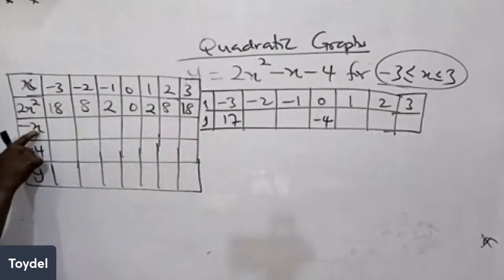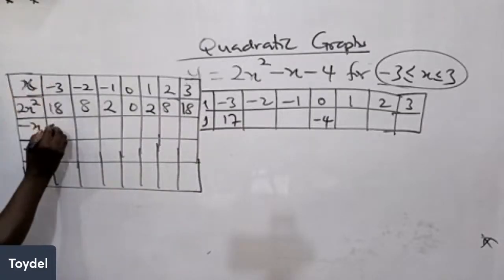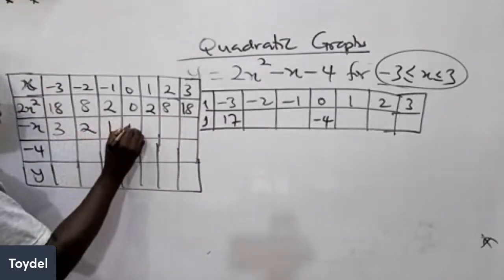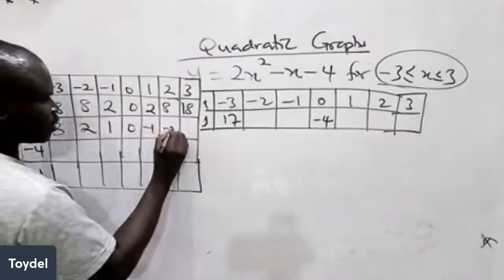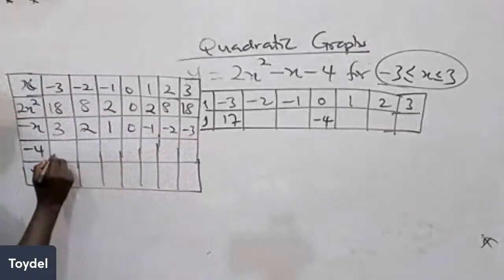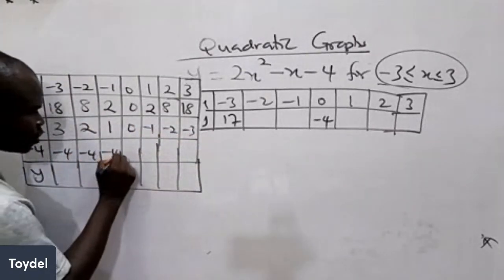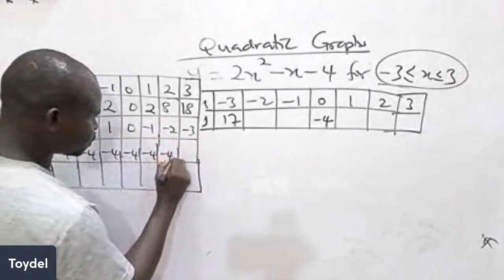Okay? We have -x here. Minus times -3, this will be 3. This will be 2. This will be 1. This will be 0. Here will be -1, -2, -3. And the last one is the constant, -4, -4. Just repeat it for all the columns.